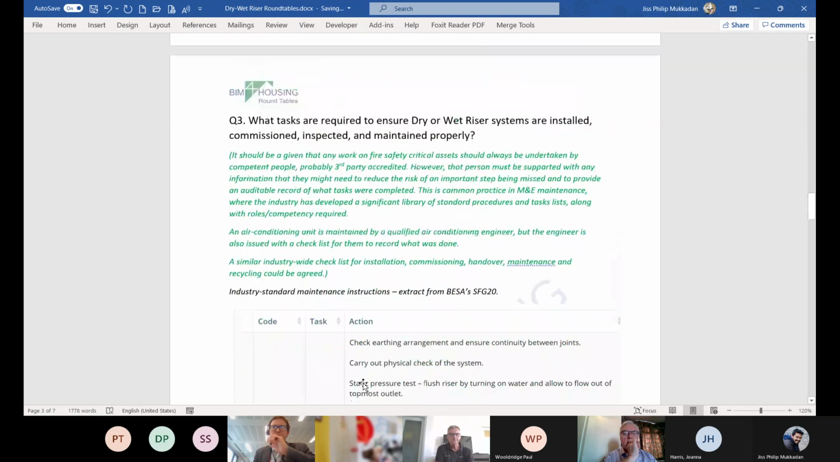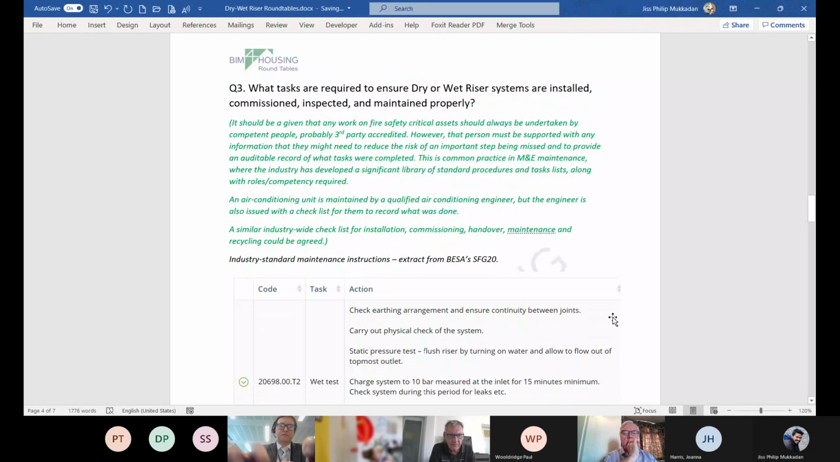What tasks are required to ensure, this is another one of yours, Paul, that dry or wet riser systems are installed, commissioned, inspected and maintained properly? We've got that SFG20 example, which I think we've already been through. So what tasks? Is there anybody that you're aware of, Paul, that would be able to give us a bit of a steer on the installation of wet risers? Would that be as part of the normal mechanical package?